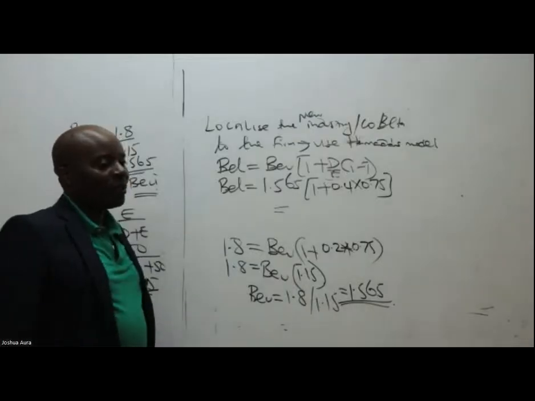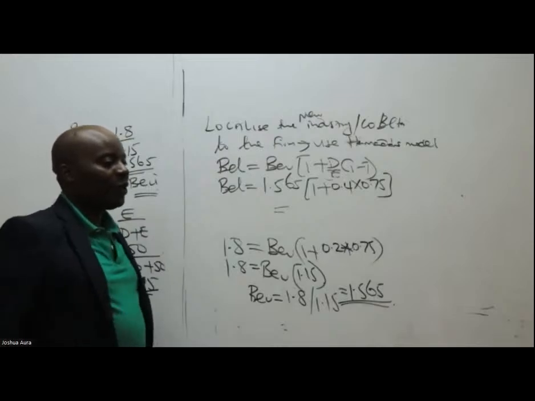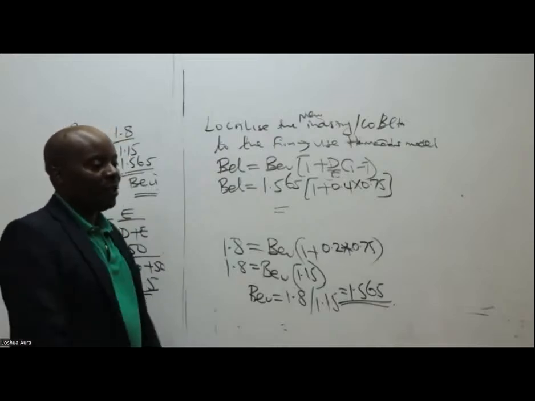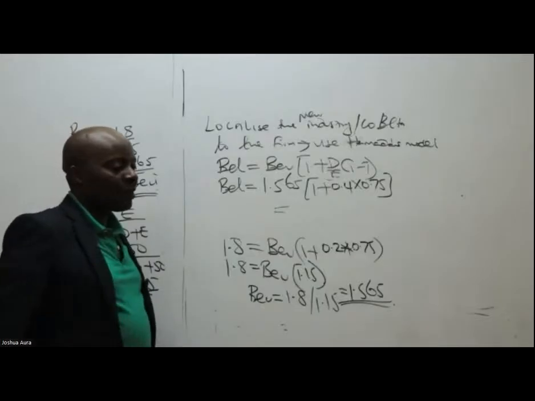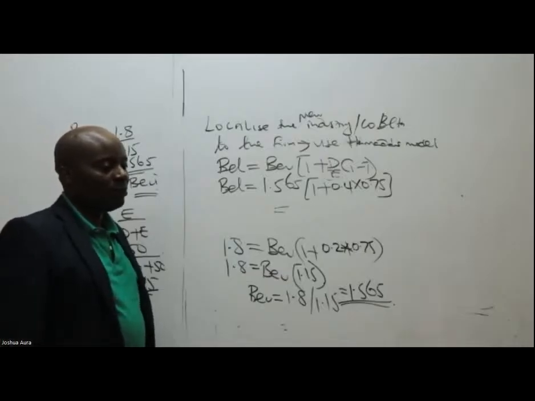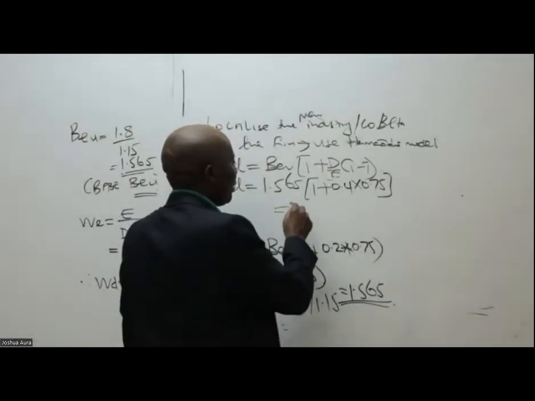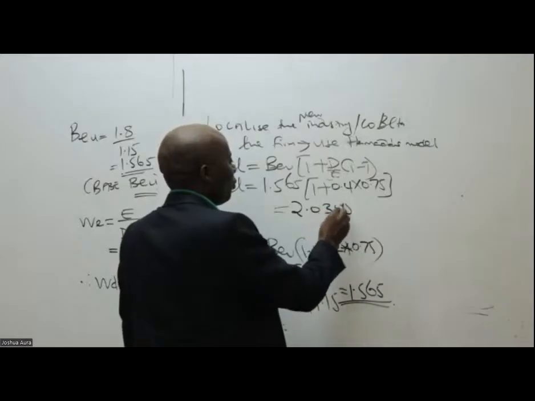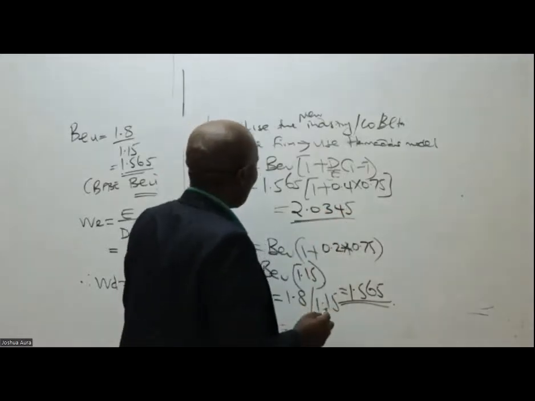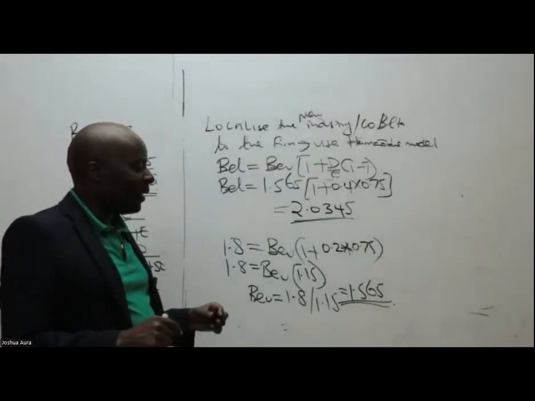What will be my BEL, the beta equity of a levered firm? Using your calculators, what will be the beta equity of a levered organization then? This is 2.0345. That's the beta equity of a levered organization. I've been able to localize. I've been able to get this BEL.